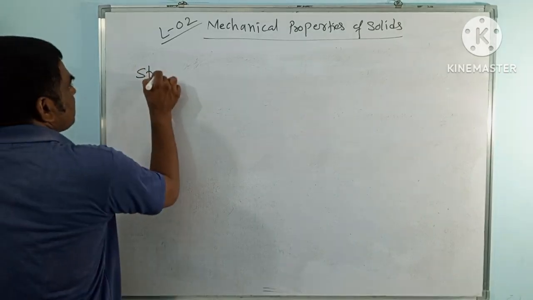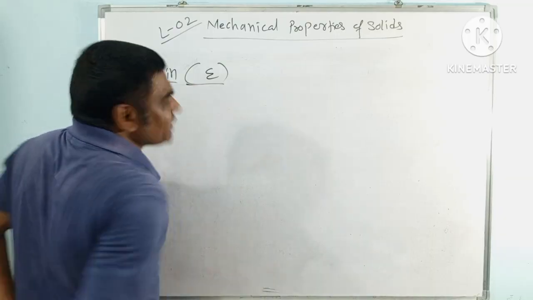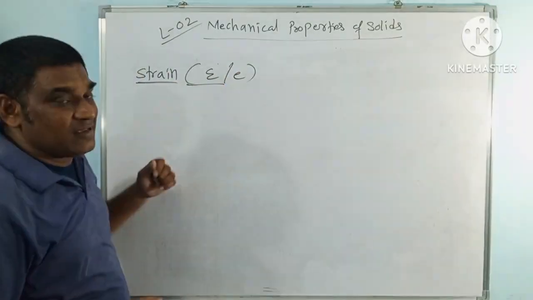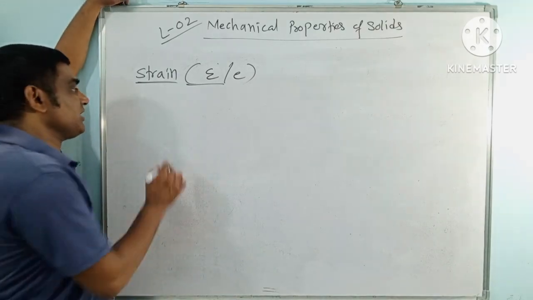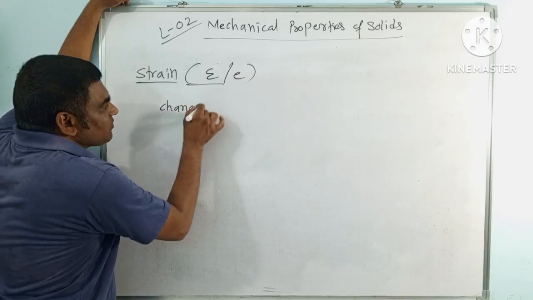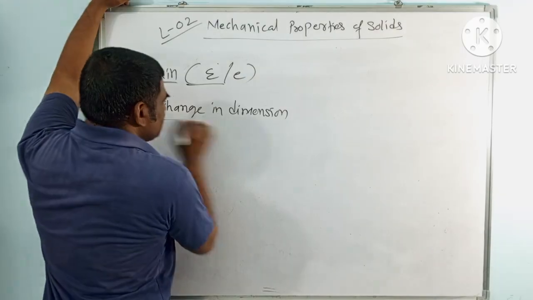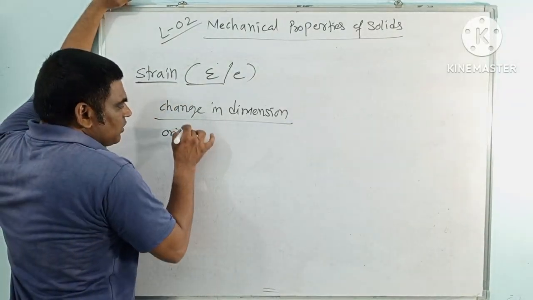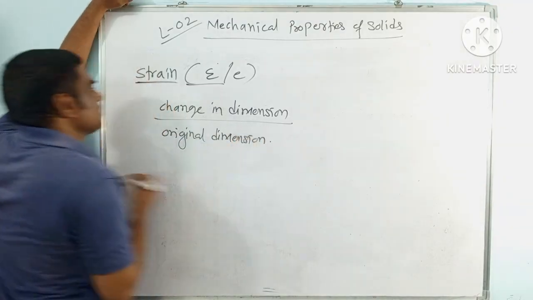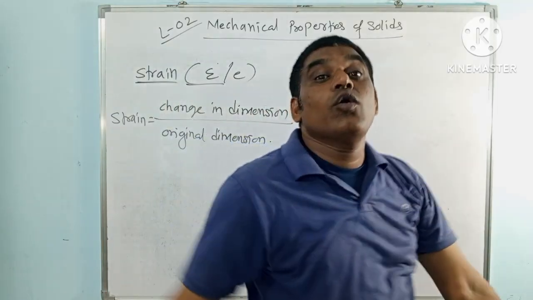Strain. It is denoted by epsilon or E. Okay. What is strain? Strain is basically change in dimension divided by original dimension. Strain is equal to change in dimension by original dimension.